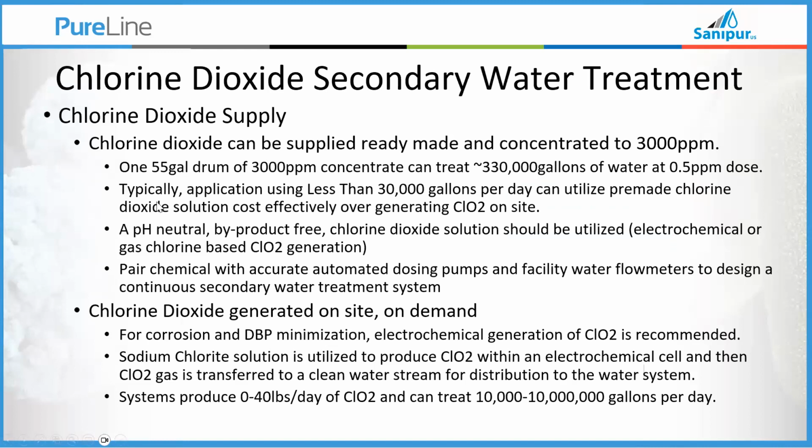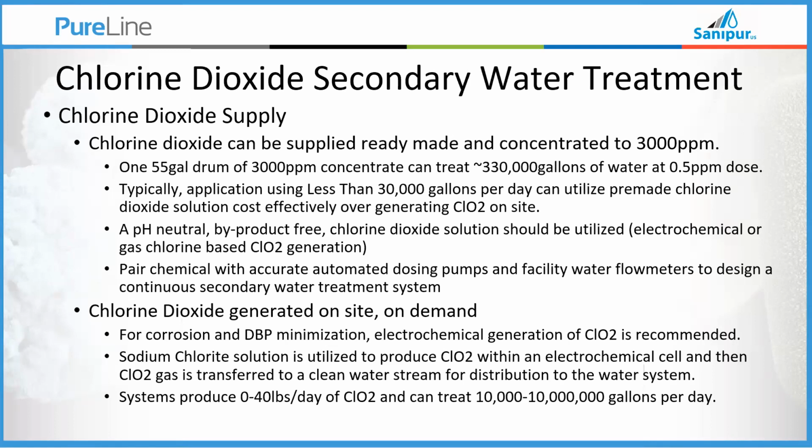So I talked about how chlorine dioxide could be pre-made or come from a generator. Chlorine dioxide is available in 3,000 ppm solution. With that, if you're using 3,000 ppm, a 55-gallon drum can treat about 330,000 gallons of water at a 0.5 ppm dose. So if there's very little load in the system and water, and a 0.5 ppm dose gives you the 0.25 to 0.5 ppm residual, then you can size it based on this.